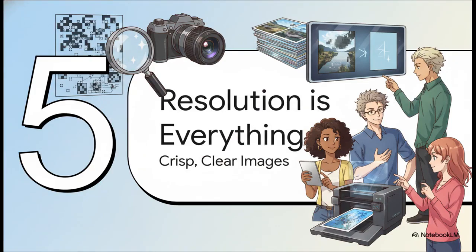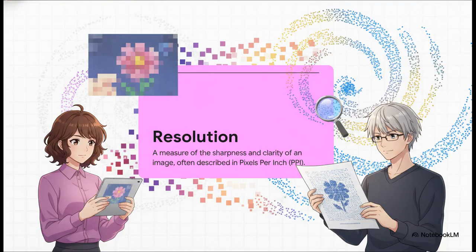Okay, so we've got a handle on color, but there's one more absolutely critical element we need to get right for a pro-level print job. We need sharp, clear images, and that is all about resolution. Resolution is really just a fancy word for the amount of detail in an image. On screens, we talk about PPI, which is pixels per inch, but for print, we use DPI, or dots per inch. Literally, the tiny dots of ink on the page.